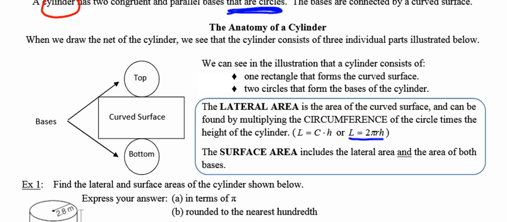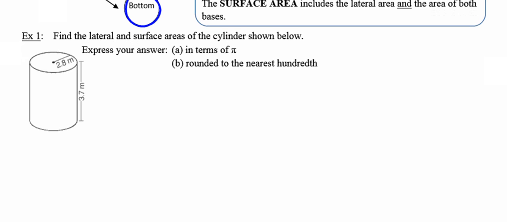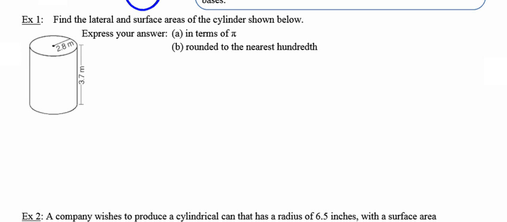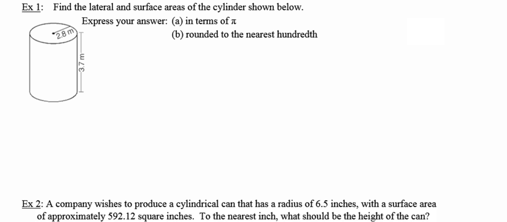The surface area includes not only the curved surface of the lateral area, but also the area of the two bases that make up the top and bottom of the cylinder. In the first example, they're asking us to find both lateral and surface areas for the cylinder shown. In part A, they want us to express our answer in terms of pi, and in part B, they want us to round our answer to the nearest hundredth.